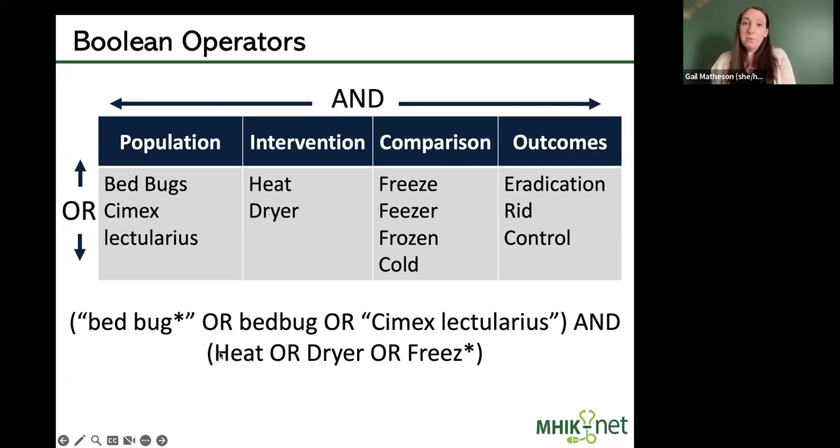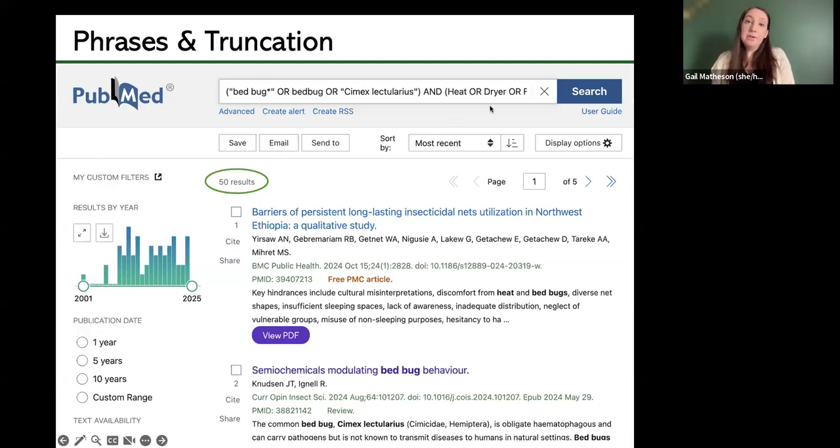So in this example, we've kept our intervention and our comparison together to simplify our search. So we've got heat or dryer or freeze with the truncation. You could throw in temperature. You could think of other terms that may be different synonyms as well, and just put an or between them. So then if we pop that back into PubMed, now we're getting 50 results with our search. So now you're seeing how our results are changing based on how we're constructing this search using all of these different techniques.